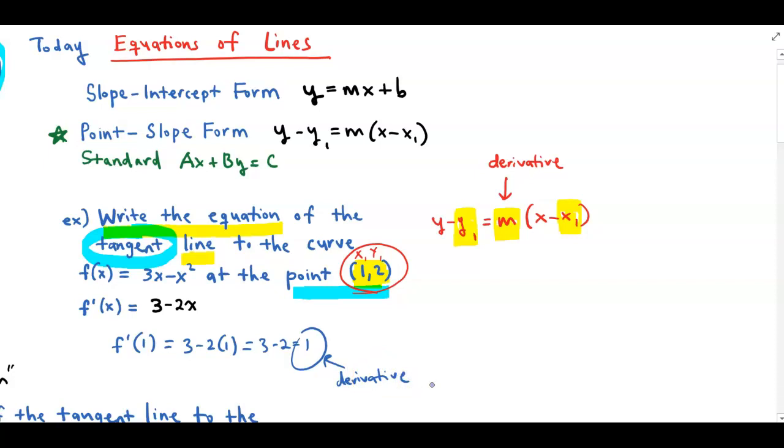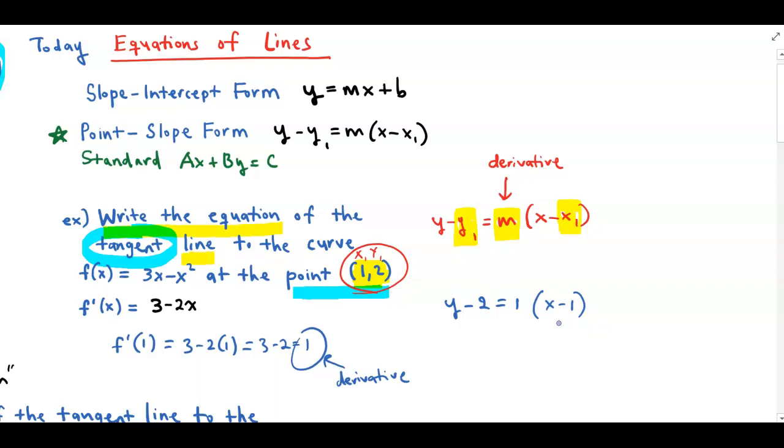If we were to write our answer now, the equation of the tangent line is y minus y1, which is 2, equals the derivative, which is 1, times x minus x1, which is 1. So that's the equation of the tangent line.